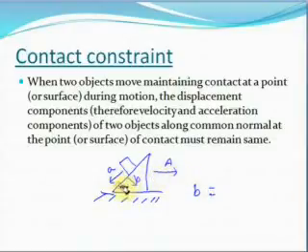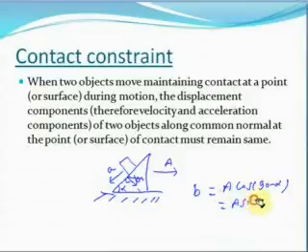Suppose this angle is alpha, this is 90 degrees, so this will be 90 minus alpha, so b must be equal to A cos(90 minus alpha), that is A sin alpha. So this is the equation of motion we get using the contact constraint.